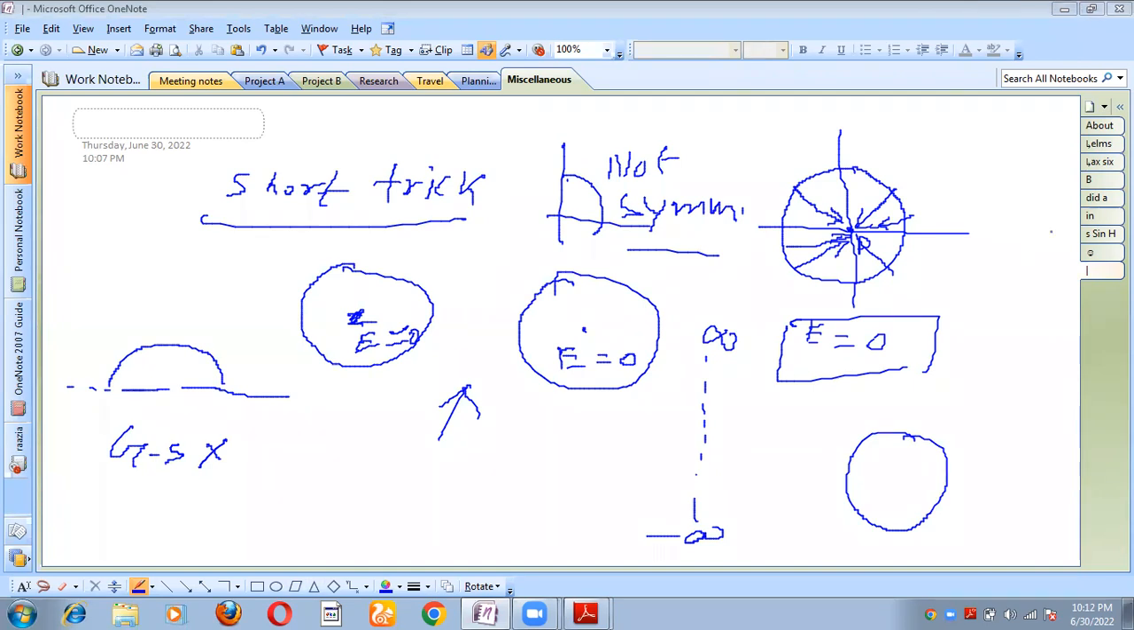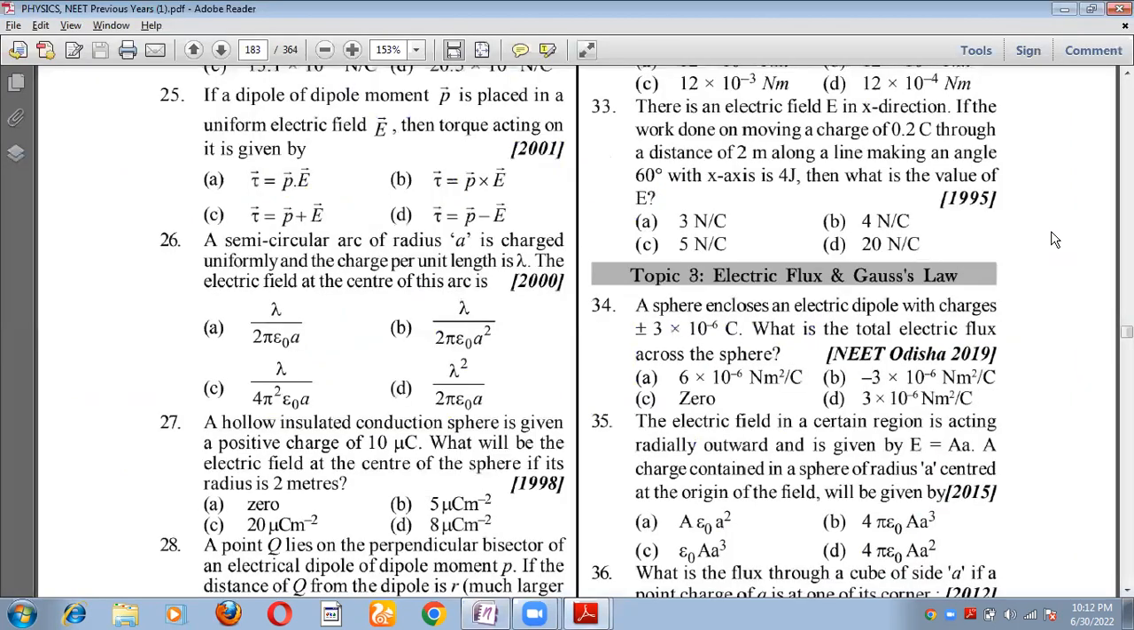For such a question, it will take a lot of time to integrate. So in most such cases, you must remember the result directly. That is very important. You should learn by heart from today onward that the electric field due to a semicircular arc at the center is 1 by 2 pi epsilon naught times lambda by a. I am telling you, it will be very useful and very helpful.